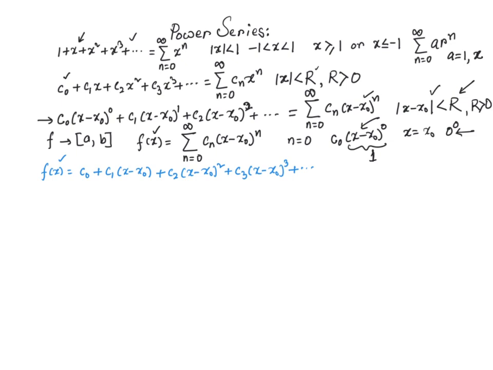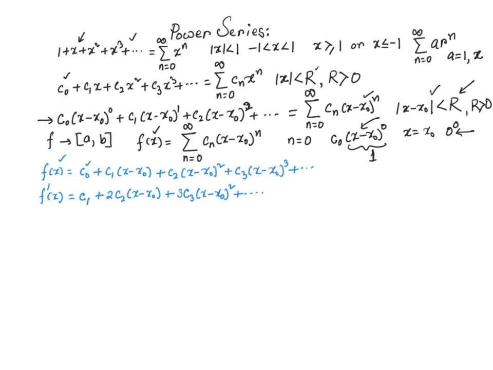So my derivative of f of x is going to be f prime of x, which is going to be taking the derivative term by term on the right hand side. The derivative of a constant is 0, so I can just ignore it. The next one is going to be just c1. The next one is going to be 2 times c2 times (x minus x naught). The next one is going to be 3 times c sub 3 times (x minus x naught) squared. And you can see the pattern here, right?